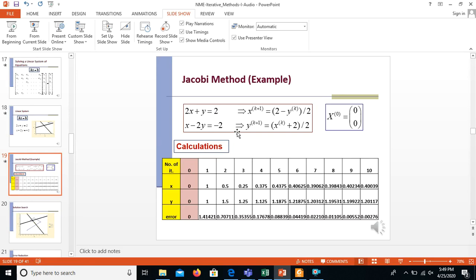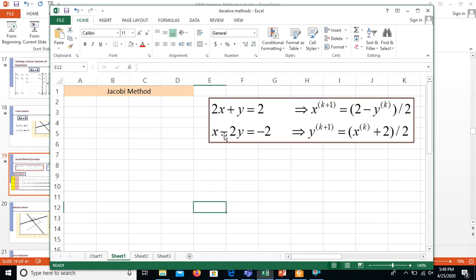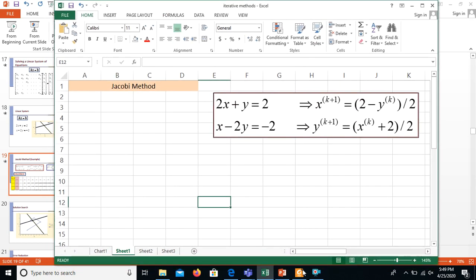So let us solve the first problem through the Jacobi method. In that case, I will open a Microsoft Excel sheet. Okay, so this is our Microsoft Excel sheet, and the problem is written: 2x plus y equal to 2 and x minus 2y equal to minus 2.